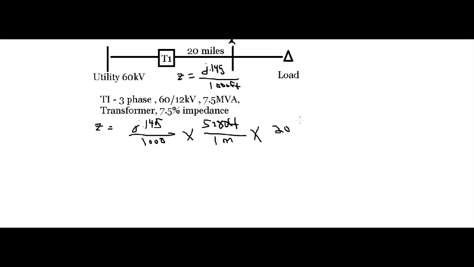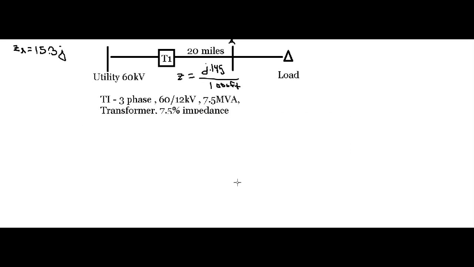per every 1 mile, and then multiply that by the 20 miles that's given in the example, and that will give you 15.3 j. So I'm going to write it up here. Z line is equal to 15.3 j.